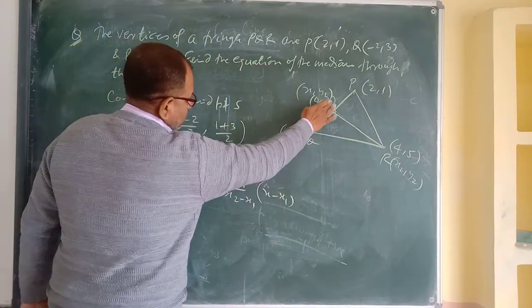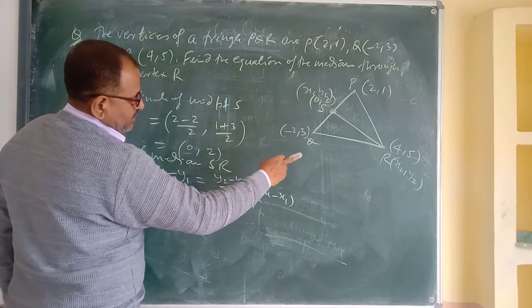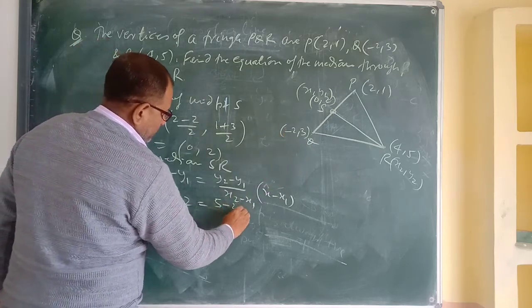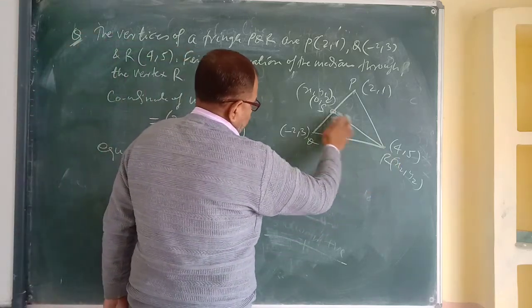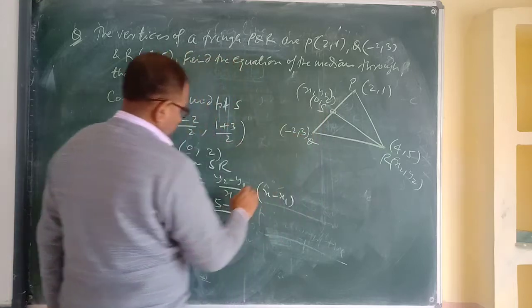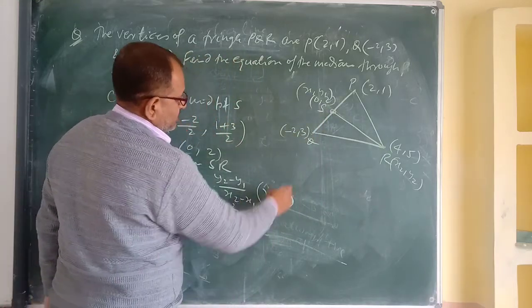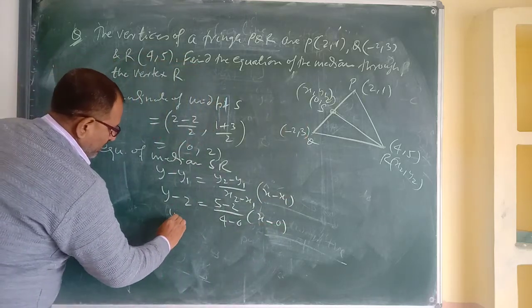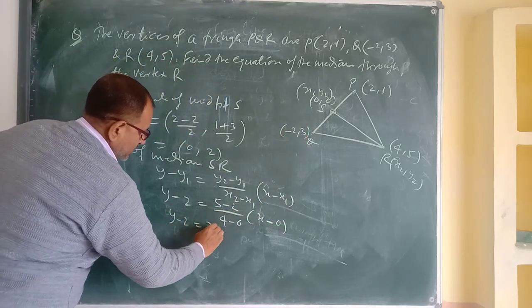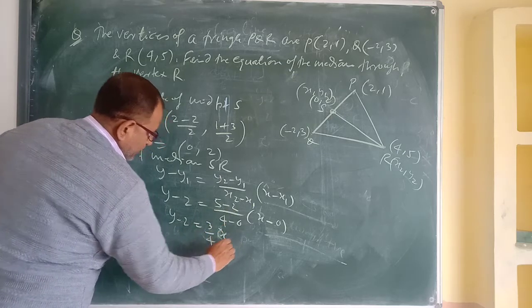y1 is what? y1 is 2. y minus 2, y2 is 5, y1 is 2, so 5 minus 2. x2 minus x1, so 4 minus 0. x minus x1, x1 is 0. So y minus 2, 5 minus 2 is 3, 3 upon 4, and x minus 0 is x.